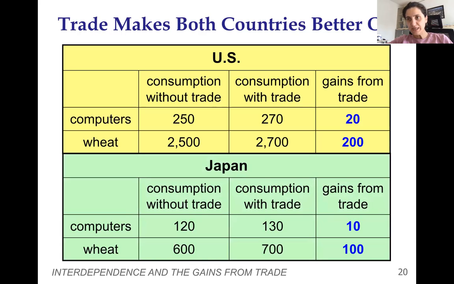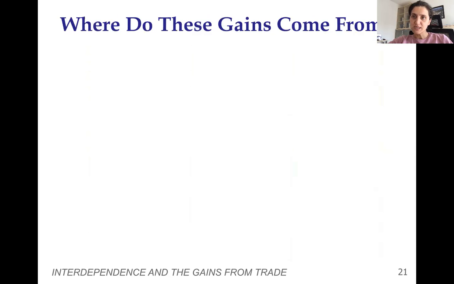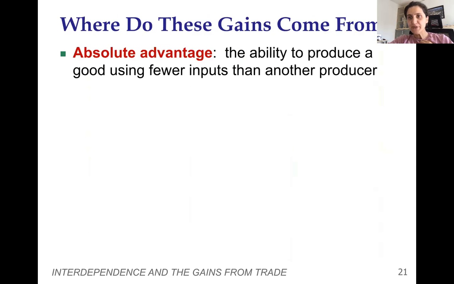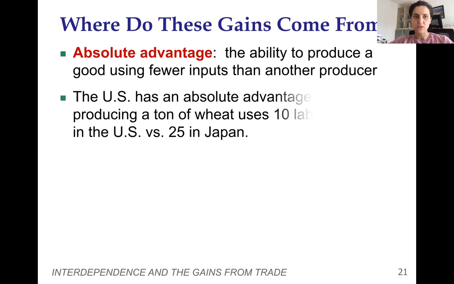Now, we're going to explain how countries will decide which one will produce which good. This is an important question. Where do these gains come from? There's something called absolute advantage and comparative advantage. Absolute advantage is the ability to produce a good using fewer inputs than another producer. So the US has an absolute advantage in wheat, right? Actually, the US has absolute advantage in both of the goods.